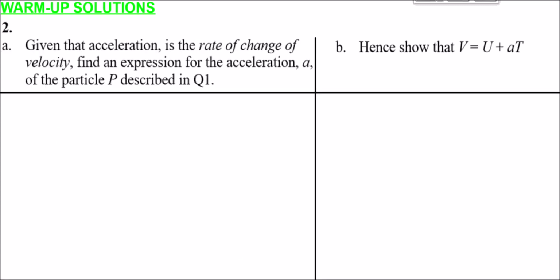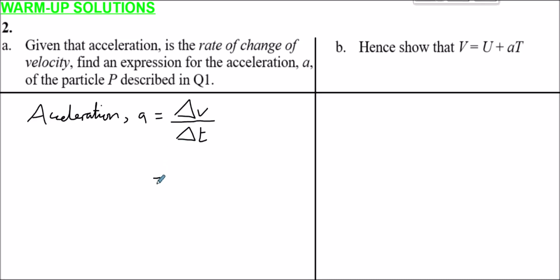For question 2, we're told that the acceleration is rate of change of velocity, so let's find an expression for the acceleration of the particle from question 1. So let's just go back to first principles about what acceleration is. So acceleration, little a, let's just write this down. So acceleration a, it's the change in velocity, so delta v, divided by the change in time, which is delta t.